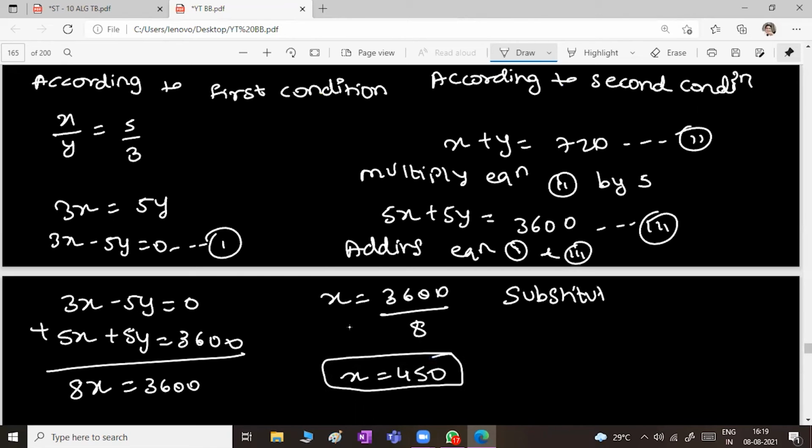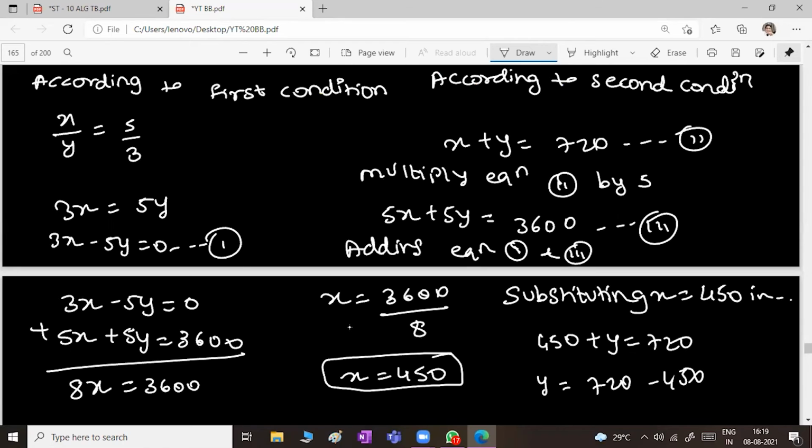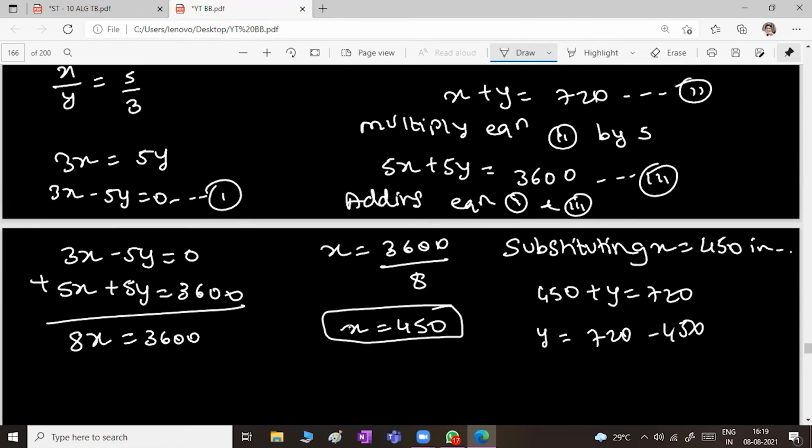Substituting x is equal to 450 in equation whichever you want. I am taking equation 2. ठीक है. So 450 plus y is equal to 720. Y is equal to 720 minus 450. So y is equal to 270.